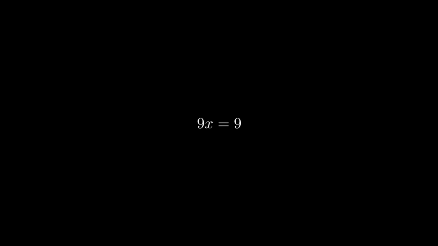Now cancel 9 from both the sides, which gives us x equals 1, and we assumed x is 0.999 till infinite at the beginning.